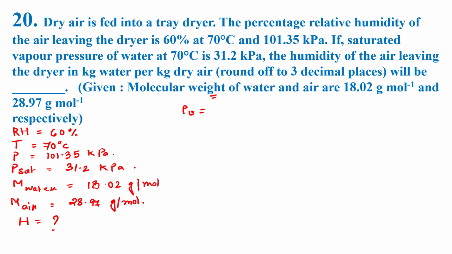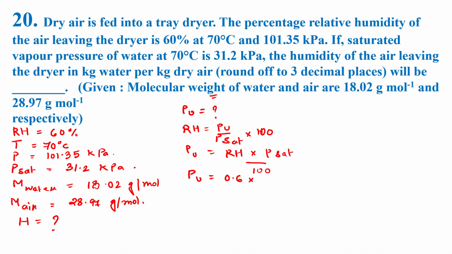First, we'll calculate the partial pressure of the water vapor, that is PV. We know the formula that RH is equal to PV by Psat into 100, or PV equals RH into Psat by 100, or PV equals 0.6 into Psat, which is 31.2, that is equal to 18.72.